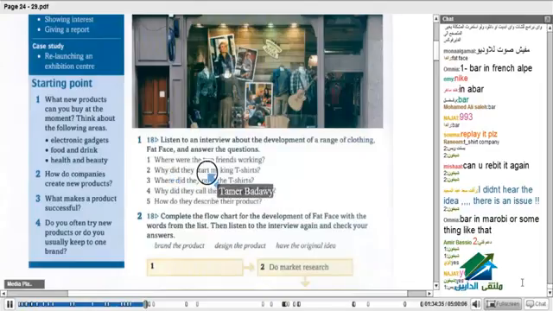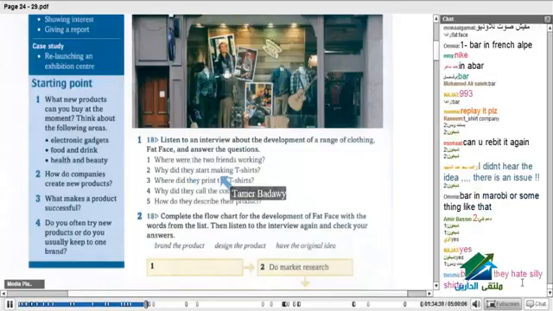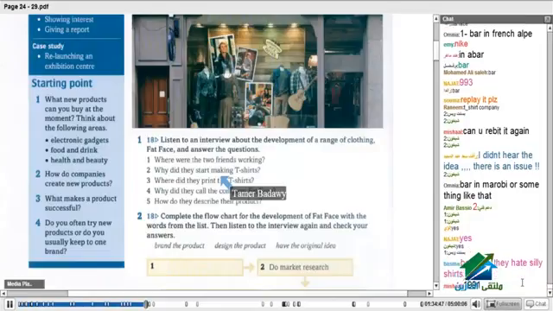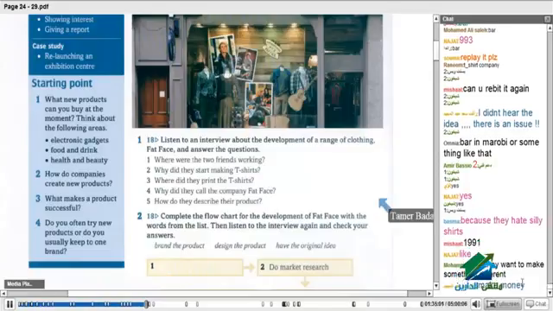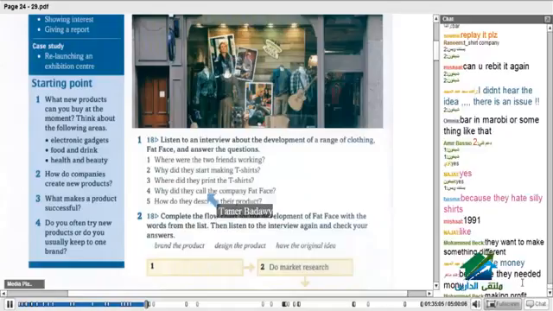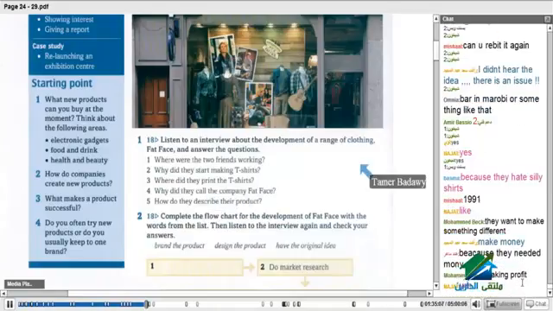Why did they start making t-shirts? Who can answer this? Because they hate silly shirts? Another answer, please. They want to make something different? Might be. We are making t-shirts to sell them. Because we may need money. Make money, making money. Very good, Ya Rafat. Good answer. Let's see number 3. More answers, please. Making profit. Because they needed money. Good answer, Hind Meher.